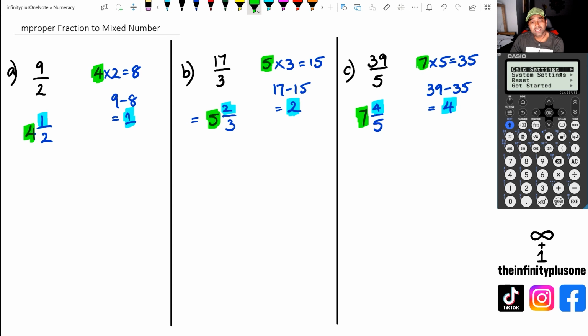But like I said in the last video, it's best to actually know your times tables. That way you can look at these improper fractions and straight away go, okay, what's the closest multiple to that number? Then get your quotient, and then find out the remainder. And that's pretty much it.